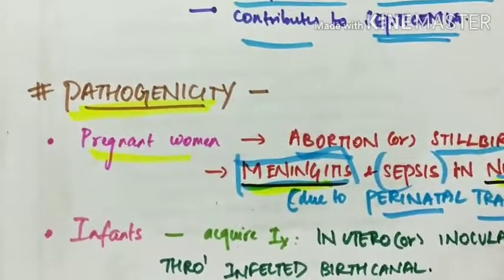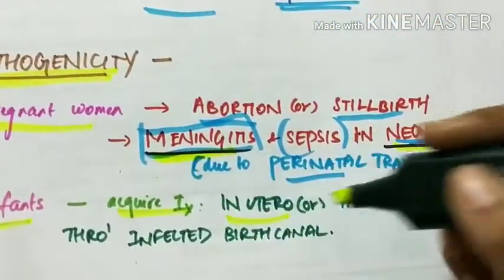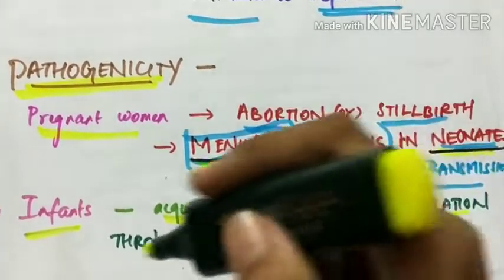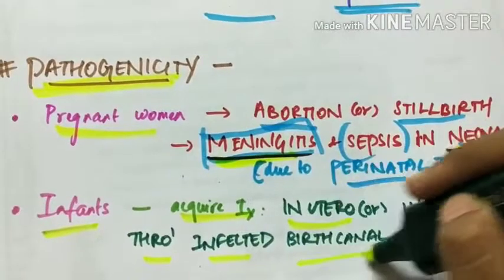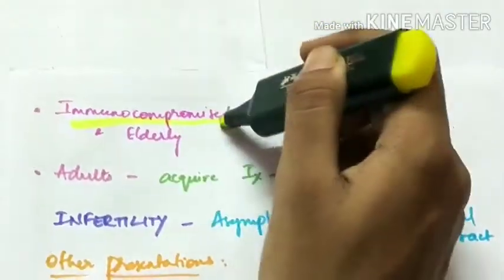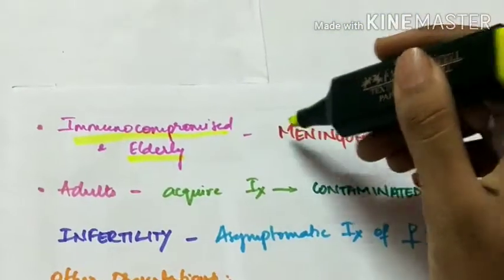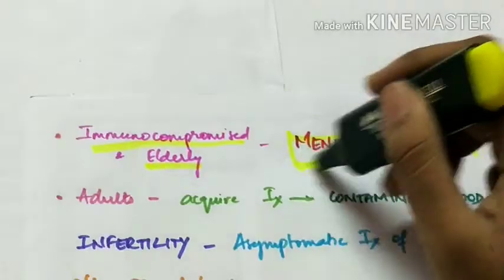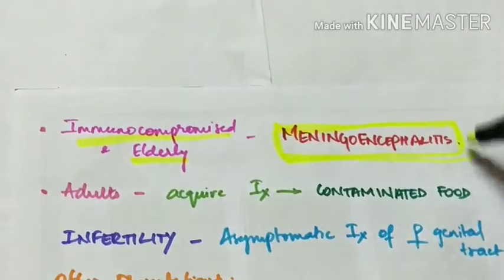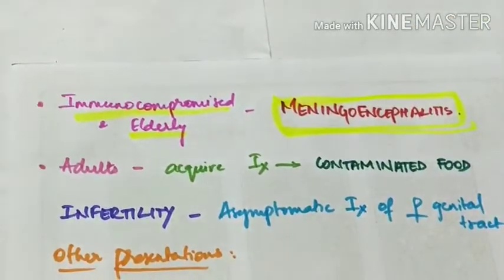Infants acquire infection either in utero, that is within the uterus, or by inoculation from the infected birth canal when they are born. In immunocompromised and elderly people, Listeria can produce meningoencephalitis.